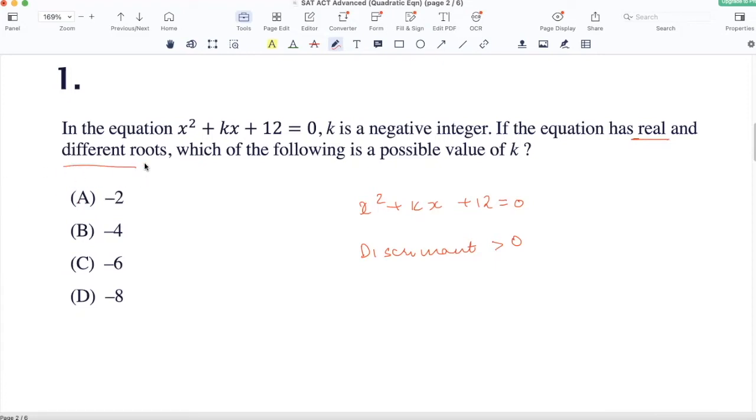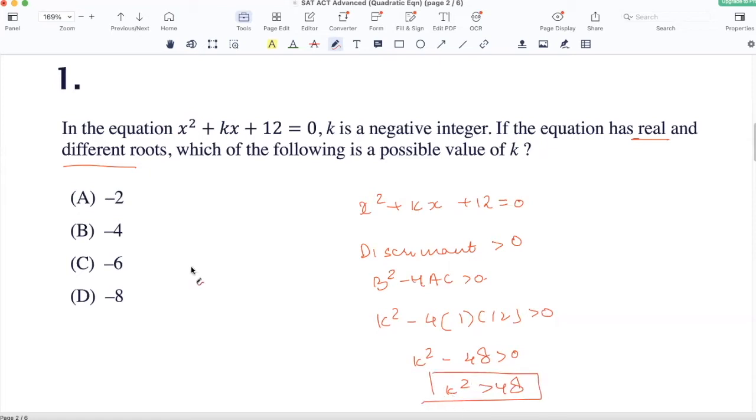So for real distinct roots, the discriminant is positive. So b squared minus 4ac is positive. So k squared minus 4 times 1 times 12 is positive, or k squared minus 48 is positive. So k squared is greater than 48. So I need to choose a value of k such that its square is greater than 48.